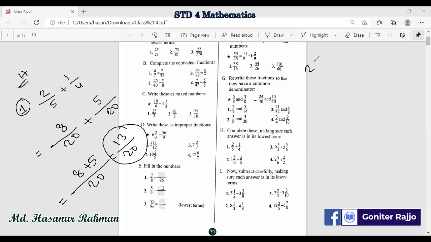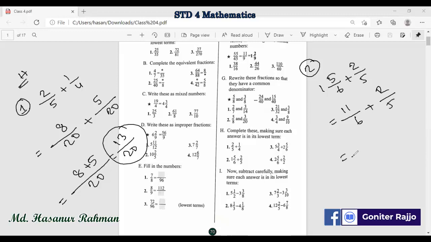Now number 2. Number 2 says 1 whole 5 by 6 plus 2 by 5. Very simple one. First, we have to convert this mixed number into an improper fraction. 6 times 1 plus 5, that is 11. Plus 11 by 6, there plus, that is 2 by 5.